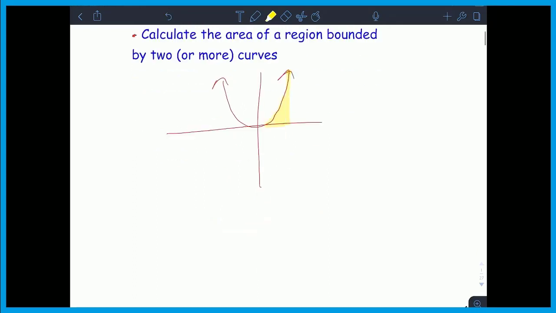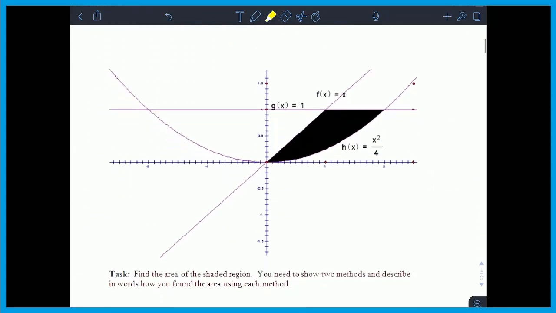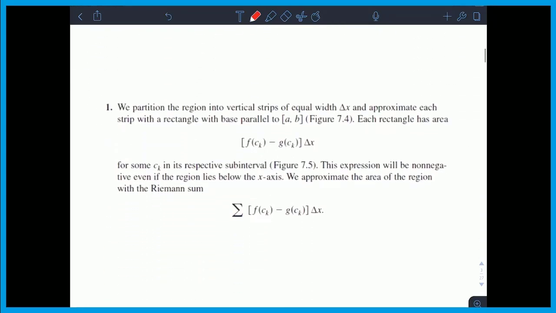Take, for example, this region right here, bounded by these three curves. Now, you don't have to actually draw this. We're not going to find this. I'm just using it to prove a point. We're going to be able to find the area of any region bounded by any curves. In order to do this, we're going to learn two different ways.